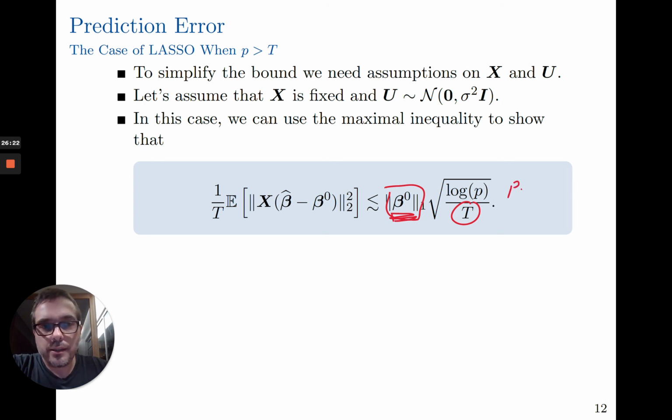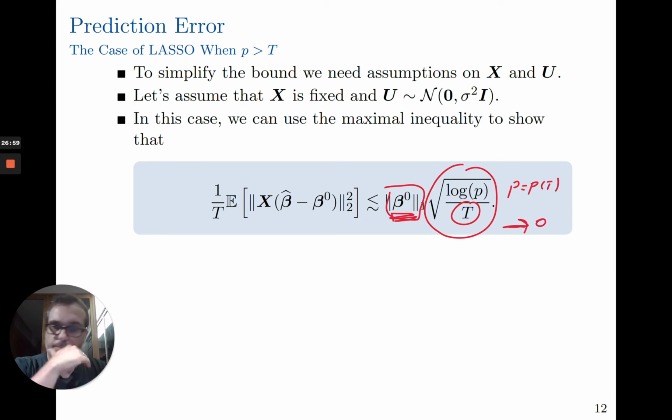Remember that P is P of t. And we want this quantity here fixed or bounded in a way. It does not grow with the sample size. So this rate, this square root here, grows with the sample size. Both numerator and denominator grow with the sample size. But what we want is that when t diverges, this quantity converges to 0.